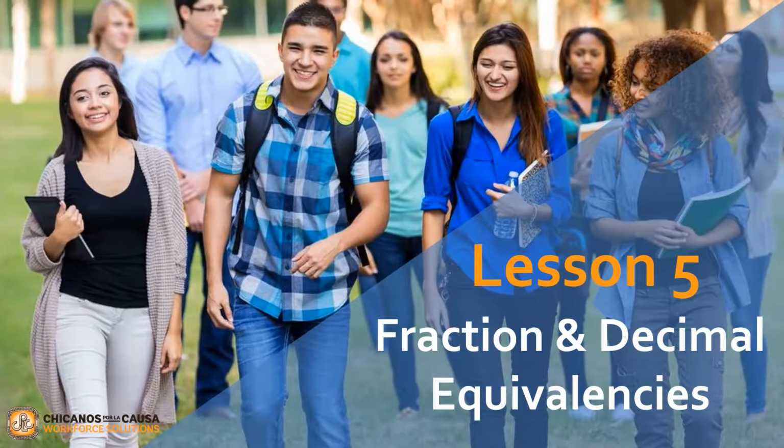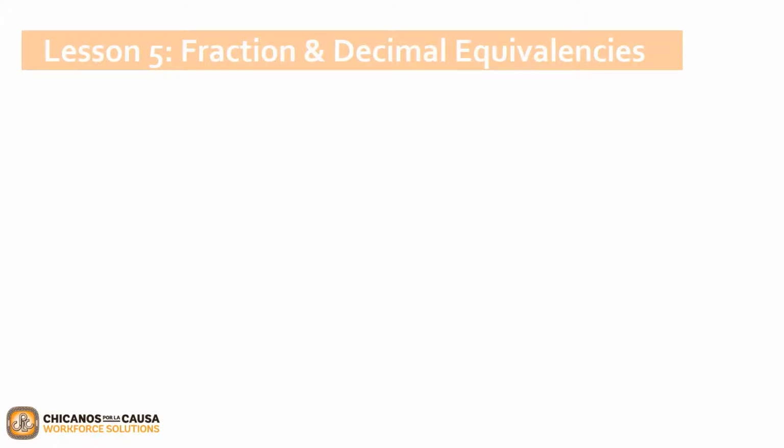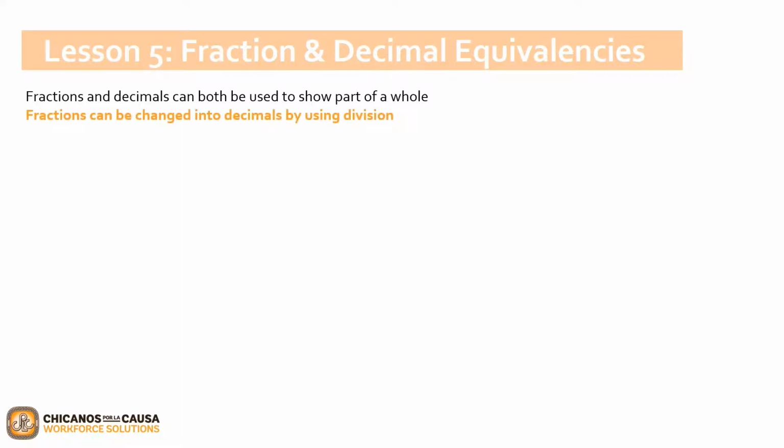All right, everyone, we are now to our third to last lesson, Lesson 5, Fraction and Decimal Equivalencies. Fractions and decimals can both be used to show part of a whole. Fractions can be changed into decimals by using division. So let's go ahead and take a peek at this. We'll start with example 1. Change 3 over 8, or 3/8, to a decimal.